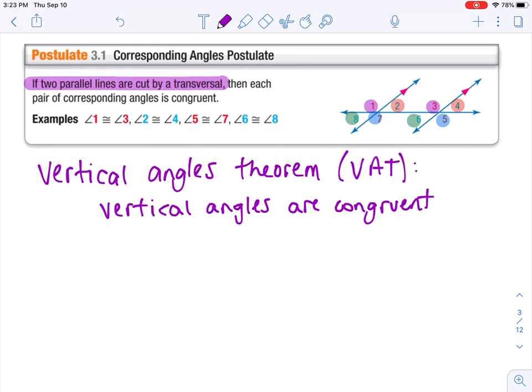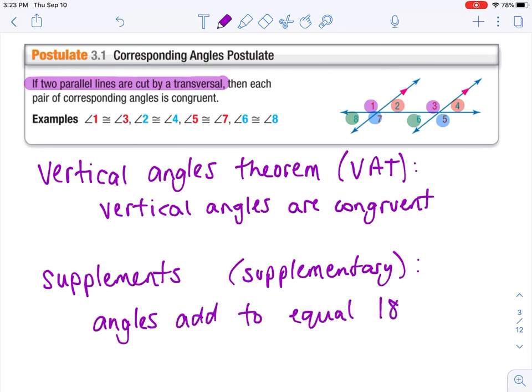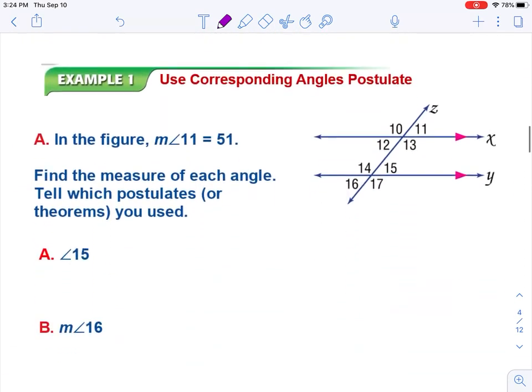Another thing that you will use on your homework is the idea of supplements. You can also think of this as supplementary. It means the angles add to equal 180. Okay? Now this isn't a postulate or theorem, it just is supplements. Alright, so we're going to use these things.